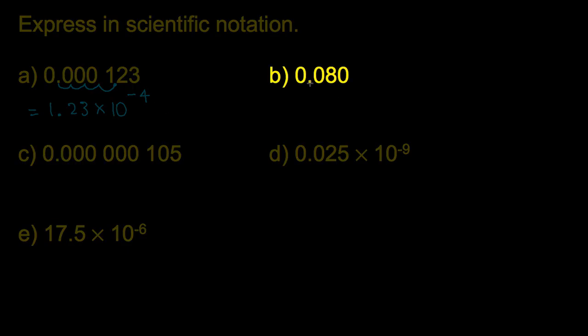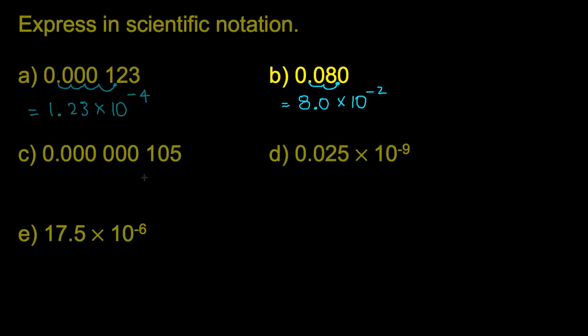Moving on to 0.080. I need to get my decimal place to this location, so I have that 8 on the left. So it's just a move of 1, 2 spaces to the right. And so my answer is 8.0. I'm still going to hang on to that 0 that trails to the right, times 10. I moved it 2 spaces to the right, so it's negative 2.